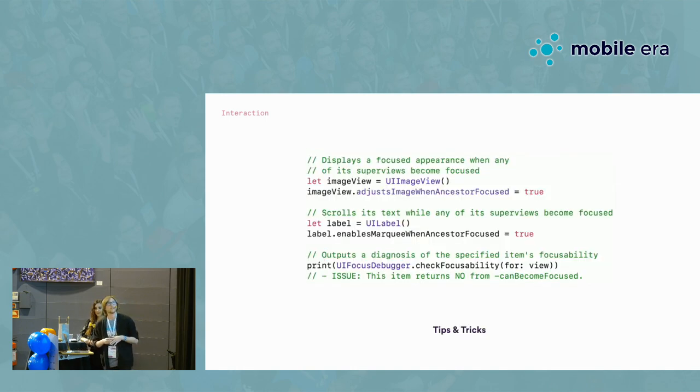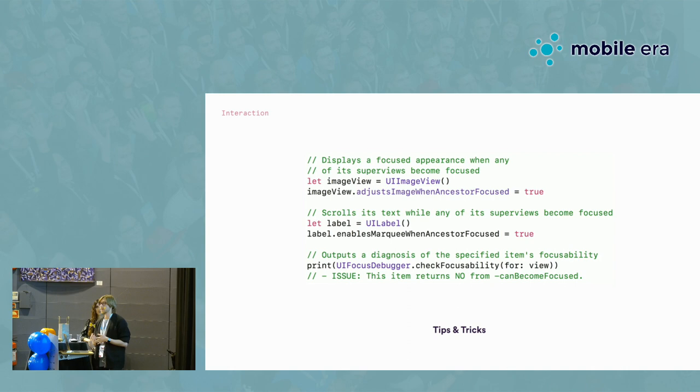And in the end of this section, I prepared some tips and tricks. When you have a UIImageView, you can always set adjustsImageWhenAncestorFocused to true, and then it's going to get the focused appearance when one of its superviews becomes focused. When it comes to labels, since tvOS 12, we got marquees. So if you set enablesMarqueeWhenAncestorFocused to true on a label, then the text will scroll when one of its superviews becomes focused, which is kind of nice.